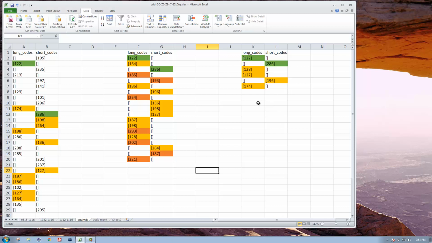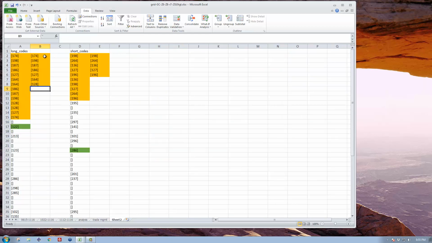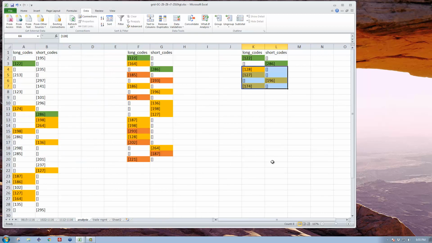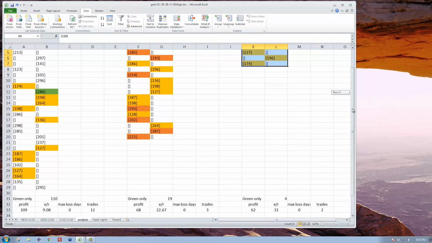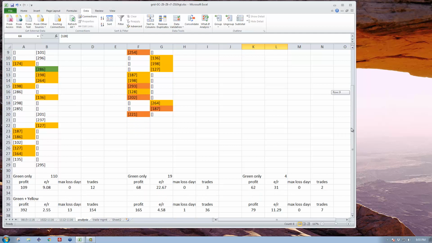So same story. Find the sets of codes that show up in at least 2 of the 3 samples. Color those yellow. Sort them out. Remove the duplicates, and then plug those in, and then run green plus yellow, not just green. All right, the green gave us that, right? So the green plus yellow gives us this.